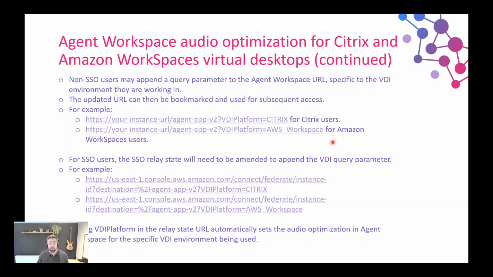Then for SSO users, you need to go in and update the SSO relay state. I'd suggest you probably have two different enterprise apps depending on your Active Directory SSO setup. Maybe one for VDI users, one for non-VDI users, and a similar process where you're appending a string to the relay state URL. Once you've done that in either use case, it should just automatically set the audio optimization for you so that you're sending and receiving audio from your local machine rather than having the multiple hops out to where the VDI environment is hosted. So it should make improvements to your audio.